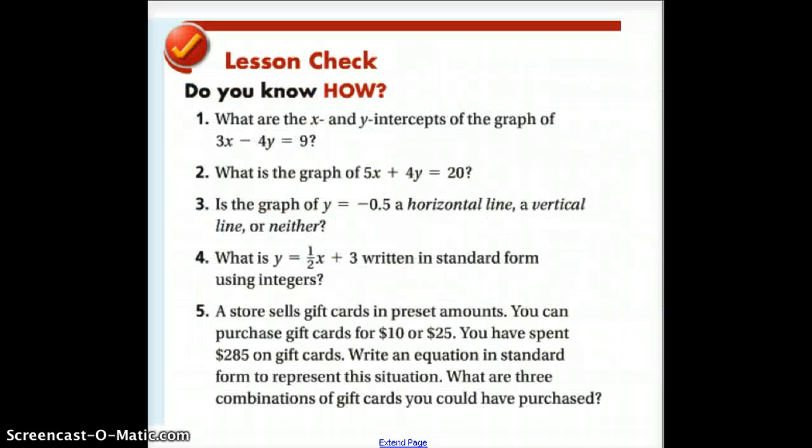But for class, please complete 1 through 5 of the lesson check. Pause it, get these written down, or solve them as you go. Bring them to class. It's very important that you have these finished.